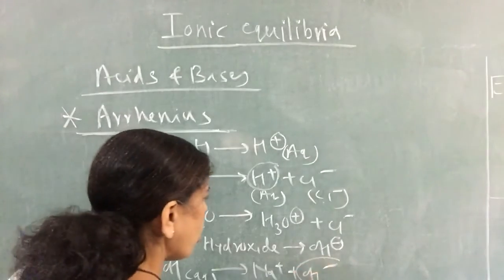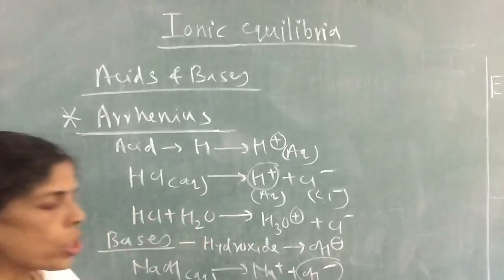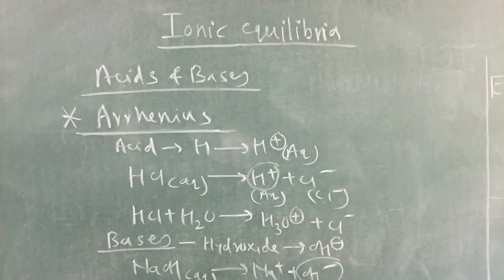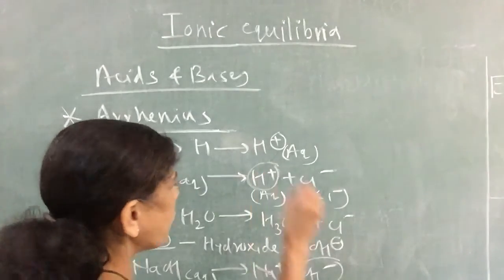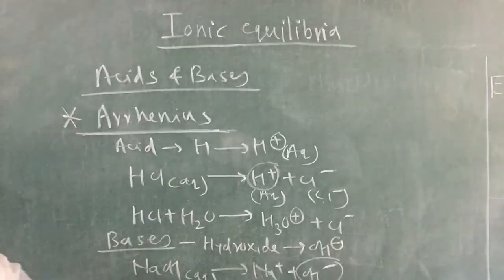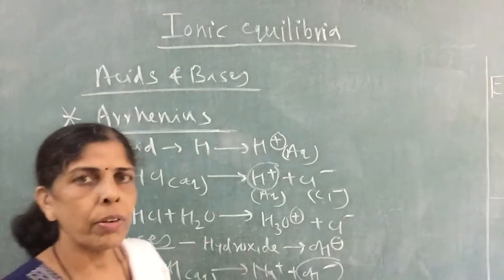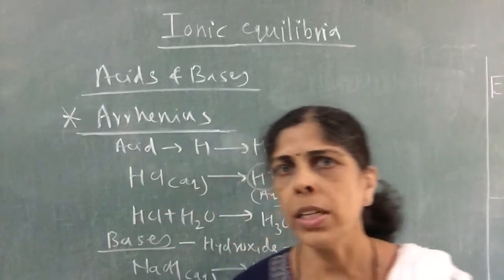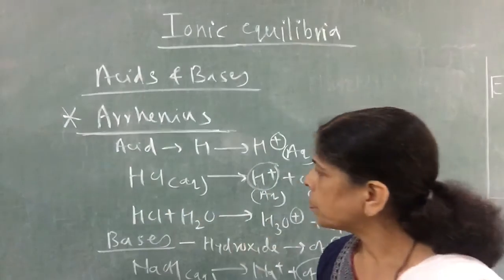So what is common in all bases? They produce OH- ions in aqueous solution. What is common in all acids? They produce H+ ions in aqueous solution. This is the theory given by Arrhenius regarding acids and bases. Okay.